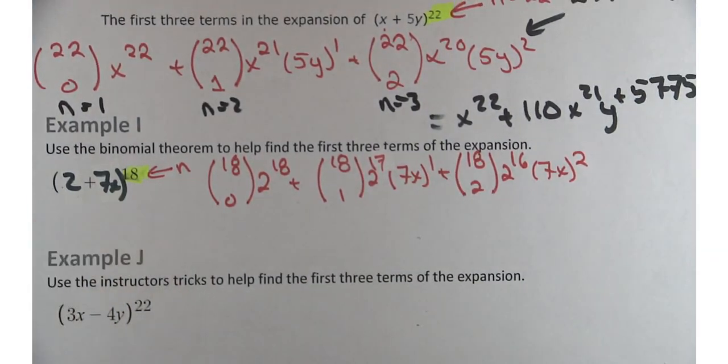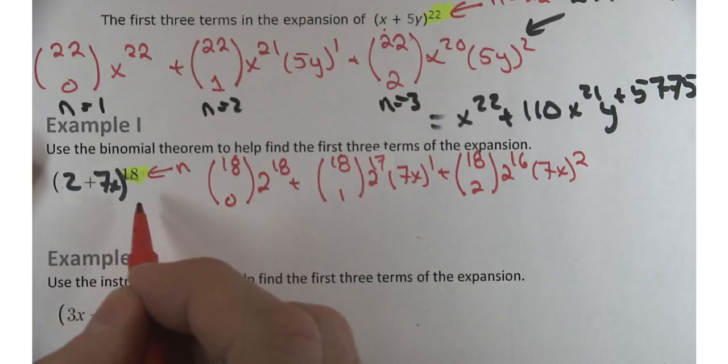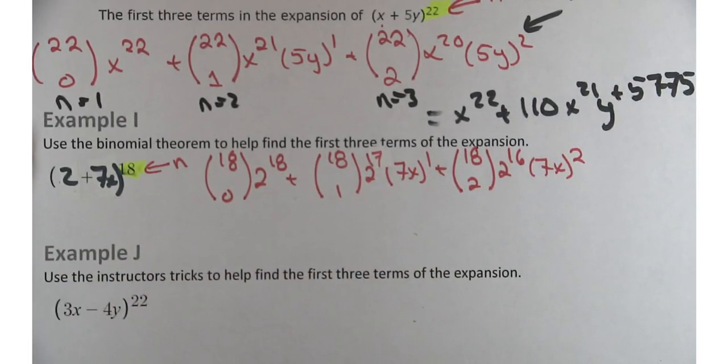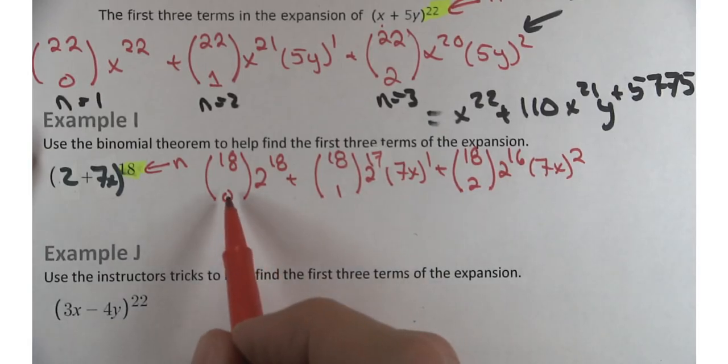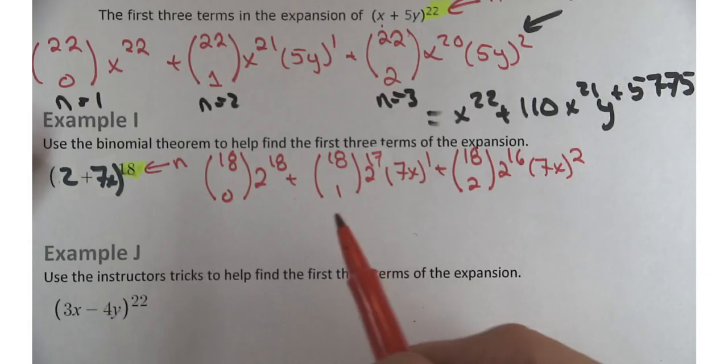So I guess the way to do this in a user-friendly way would be to make this just a variable, like a plus 7b to the 18th. That way you don't have some humongous number here. Now, 18 choose 0, that's just going to be what? It's just going to be a 1, so 2 to the 18th.